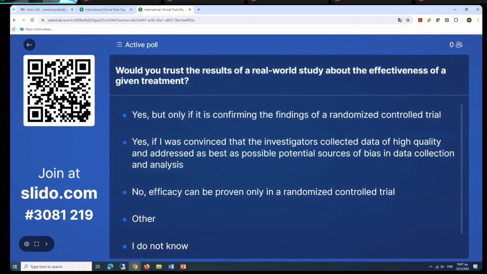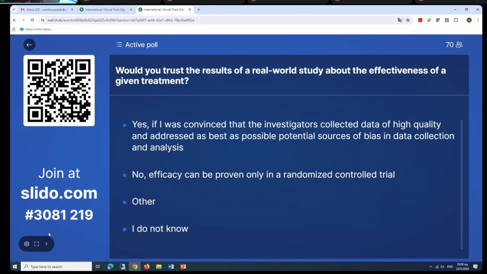Now, would you trust the results of a real world study about the effectiveness of a given treatment? Your options are: yes, but only if it is confirming the findings of a randomized controlled trial. Yes, if I was convinced that the investigators collected data of high quality and addressed as best as possible potential sources of bias in data collection and analysis. No, efficacy can be proven only in a randomized controlled trial. Other, or I do not know. Let's see the results for this.